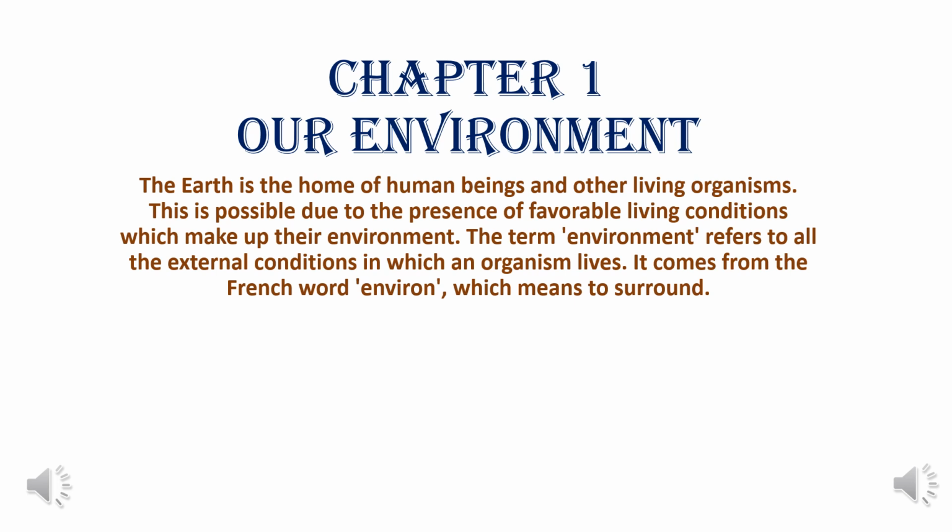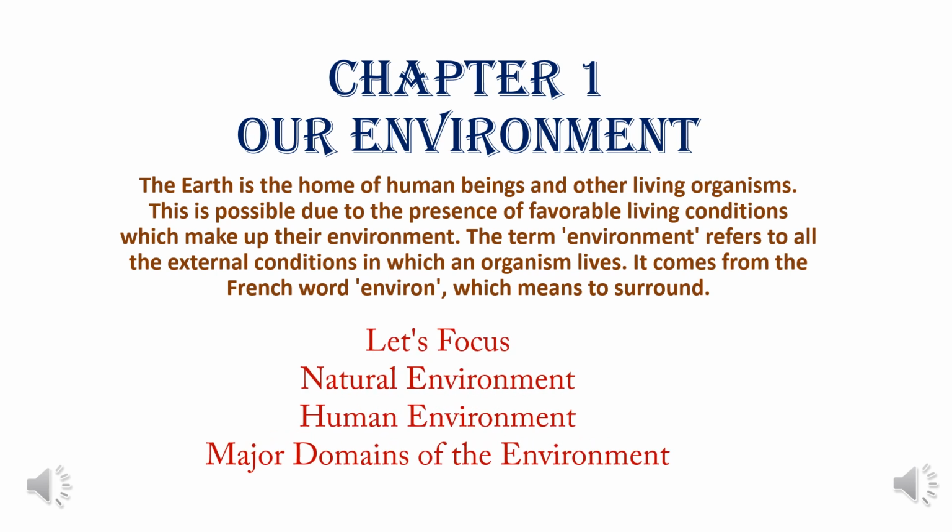Chapter 1 of Geography, Class 6. The name of the chapter is Our Environment. The Earth is the home of human beings and other living organisms. This is possible due to the presence of favorable living conditions which make up their environment. So, the term environment refers to all the external conditions in which an organism lives. It comes from the French word environ, which means to surround.